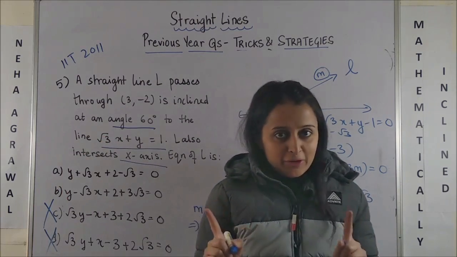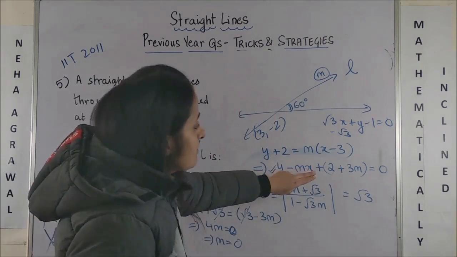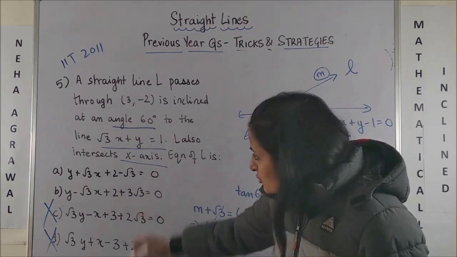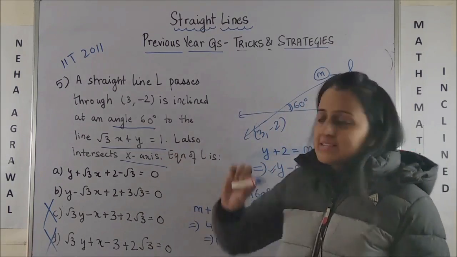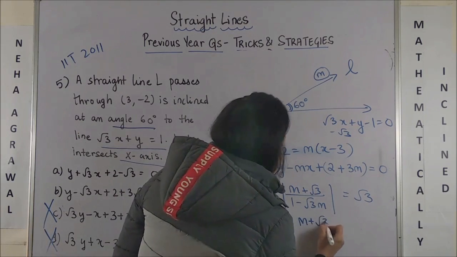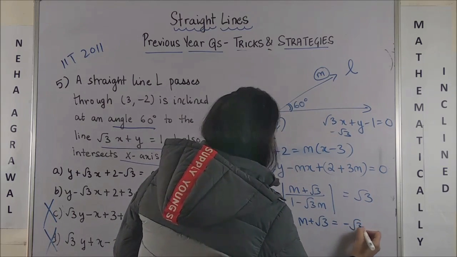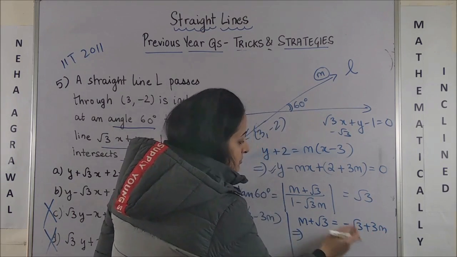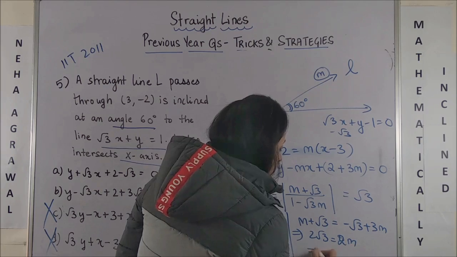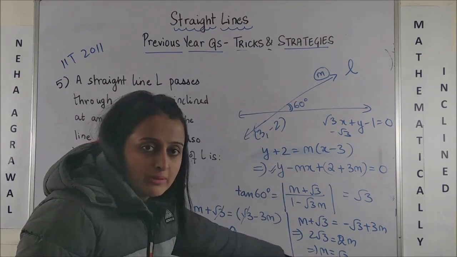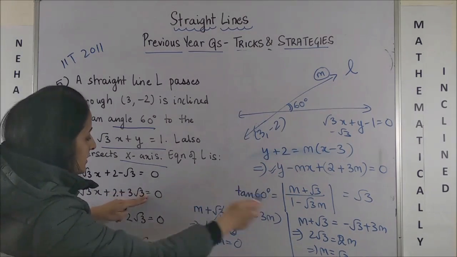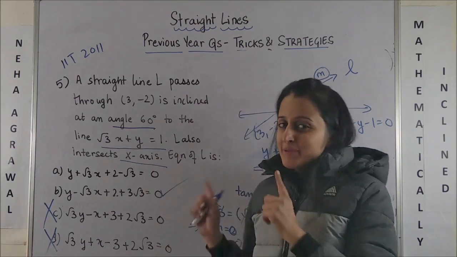Now, no, slope cannot be 0. Why? Because if the slope vanishes, that means there is no term for x. So your answer would be simply y plus 2 is equal to 0, which is not in the options, and also it does not intersect the x-axis. So discarding that, the other case says m plus root 3 would be just the negative of this, minus root 3 plus 3m. So moving it here, 2 root 3 is equal to 2m. That means m is equal to root 3. The moment you put m is equal to root 3, you get y minus root 3x plus 2 plus 3 root 3 is equal to 0. Bingo! B is your answer.